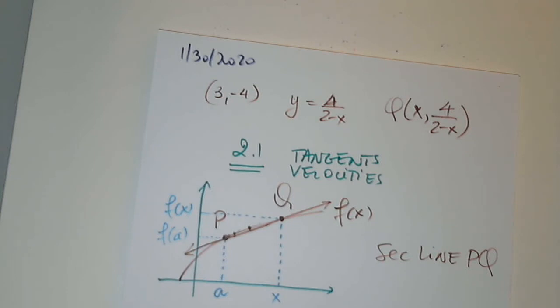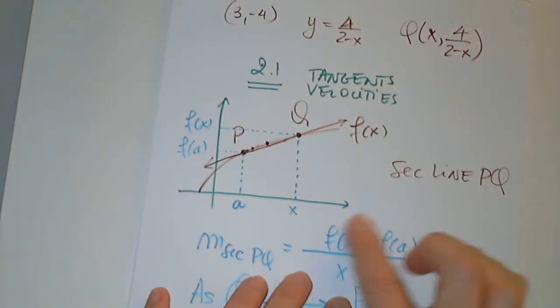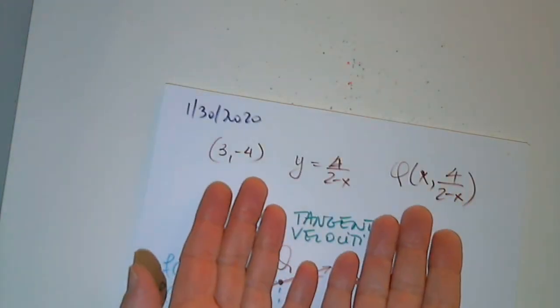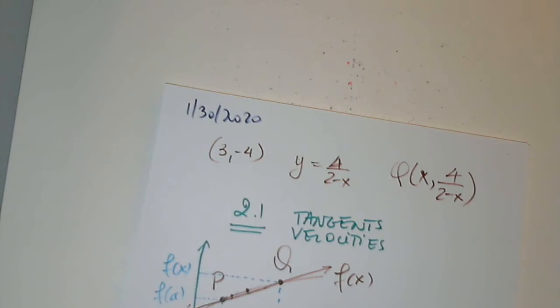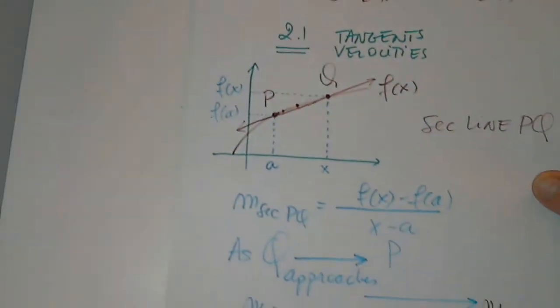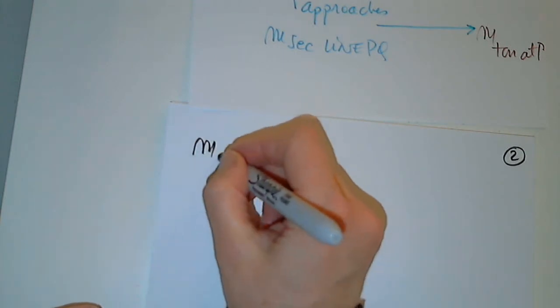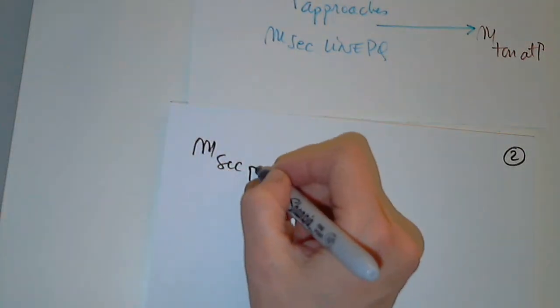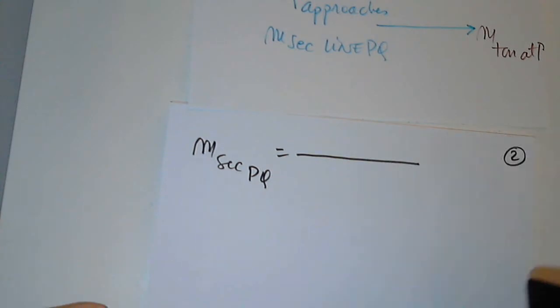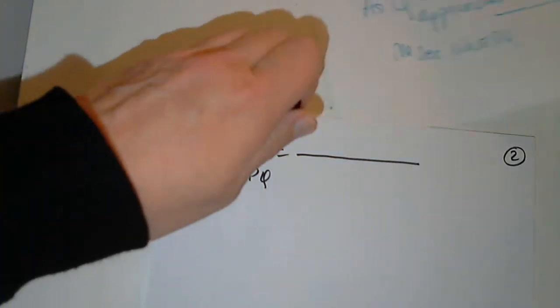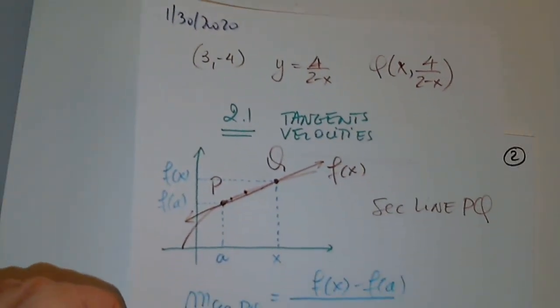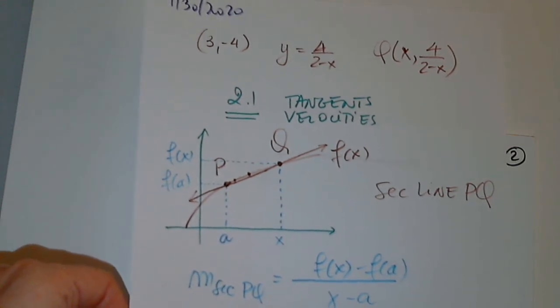Agreed? Good. So now I would like you to dictate this for the given scenario. Now we plug in what we have. Ready? So I still want to find the slope of the secant line PQ. Please dictate.